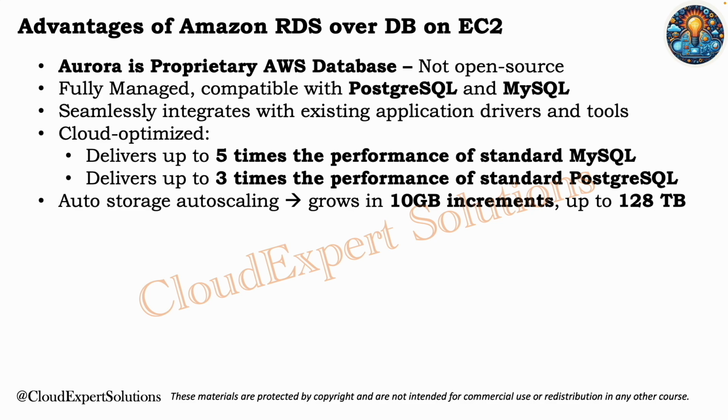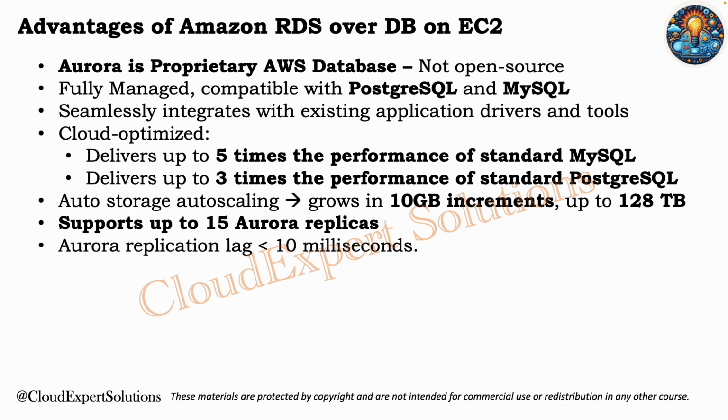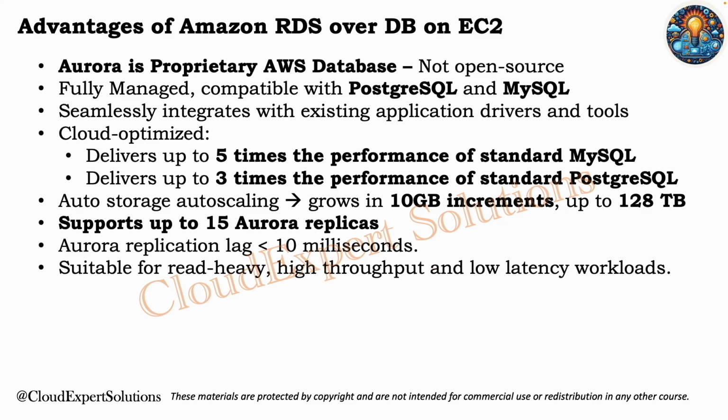When it comes to replication and scalability, Aurora again stands out. You can create up to 15 replicas compared to just 5 replicas in standard RDS. Even better, the replication lag is typically under 10 milliseconds, which is much faster than traditional MySQL replication. This makes Aurora excellent for any read-heavy workloads where you need high throughput and low latency.